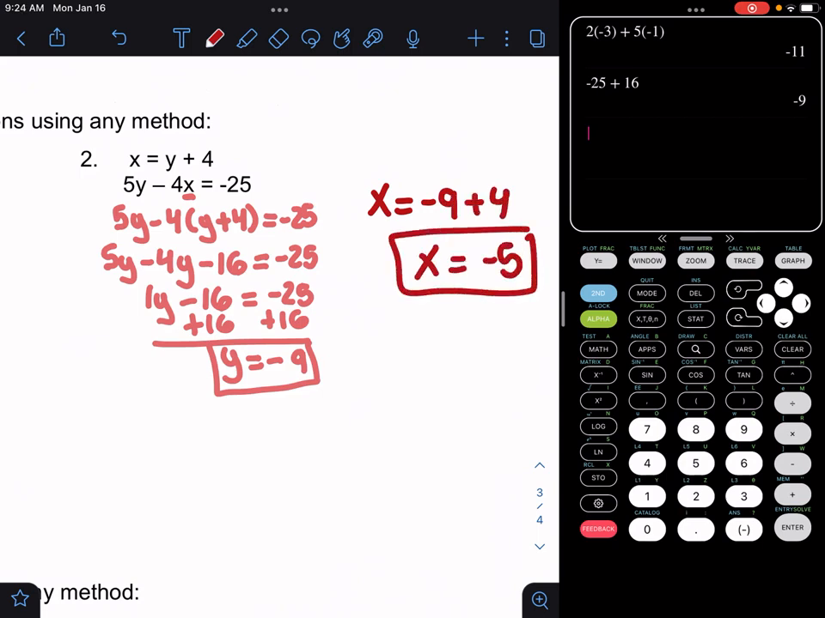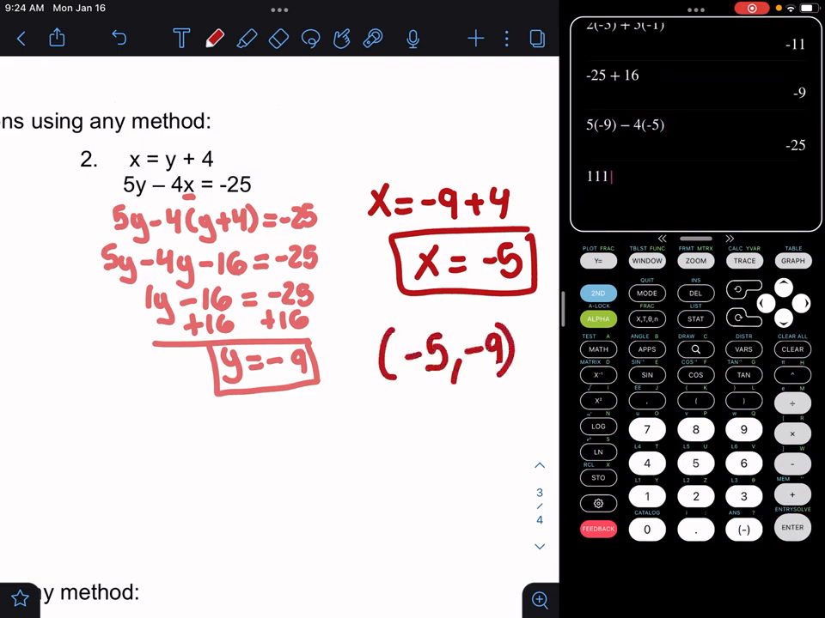Let's use the second equation to make sure this is correct. 5, instead of y, I'm going to put negative 9. Minus 4, instead of x, I'm going to put negative 5. And we need this to equal negative 25, which it does. So negative 5, comma, negative 9.